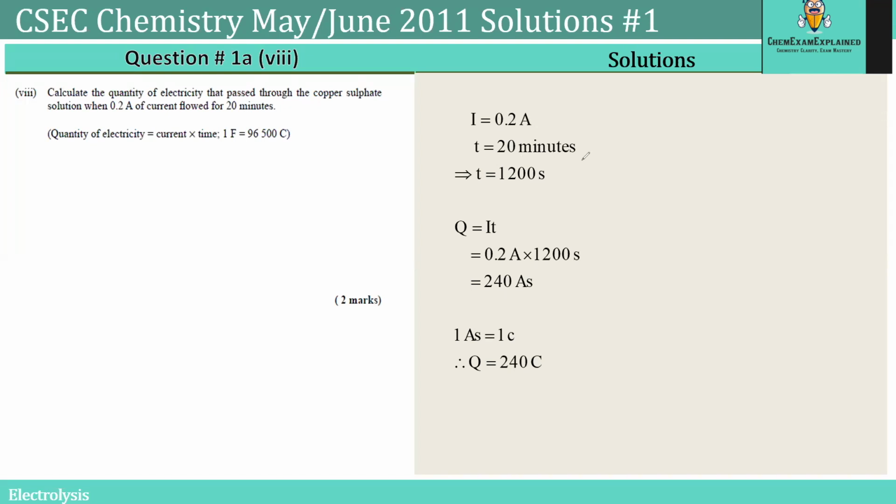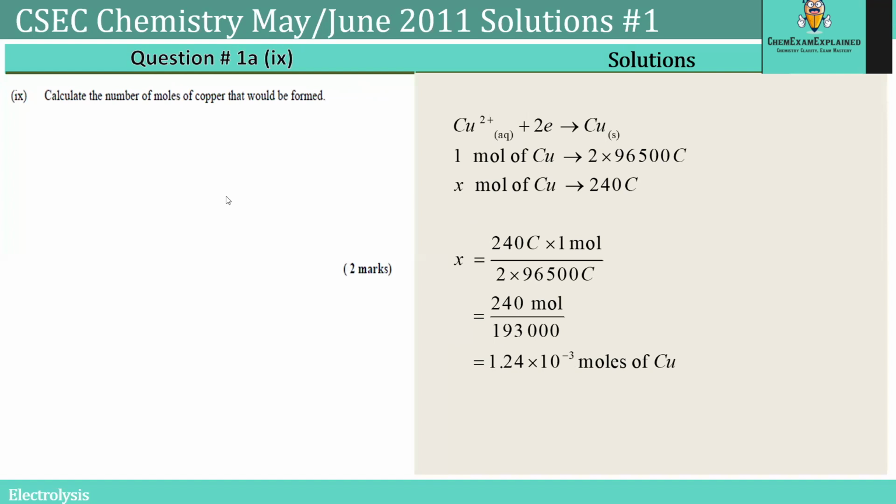Our time was in minutes, so we must convert minutes to seconds, and we do so by multiplying 20 minutes by 60. And so 20 by 60 gives us 1,200 seconds. Now we're going to use the equation Q equals IT, which is Faraday's first law. So our current of 0.2 amperes times 1,200 seconds gives us the quantity to be 240 ampere seconds. Now remember, 1 ampere second equals 1 coulomb, so this should be a capital C. So the quantity of electricity is 240 coulombs.